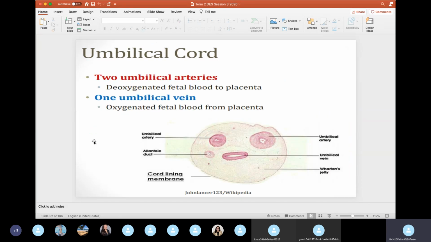So as I've said, in the umbilical cord, look at the image, high yield image. You have 2 umbilical arteries. Don't forget, the arteries carry deoxygenated fetal blood to the placenta. And you have only 1 umbilical vein. The umbilical vein carries oxygenated fetal blood.